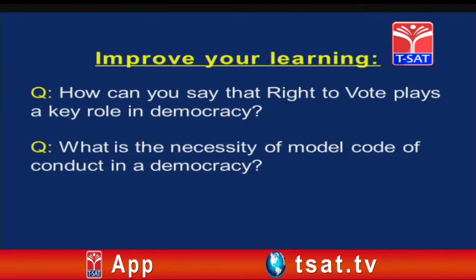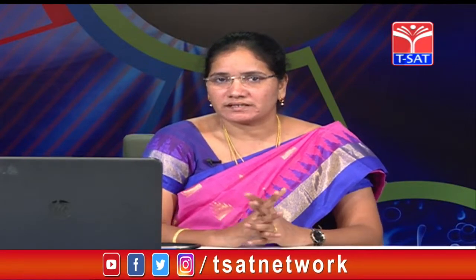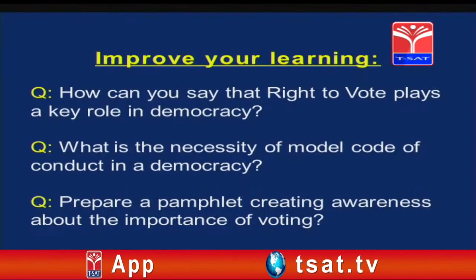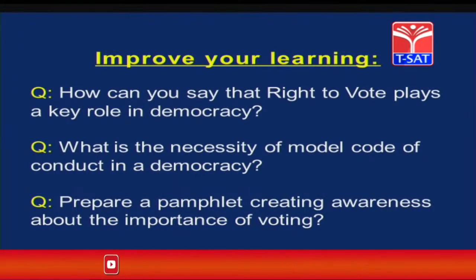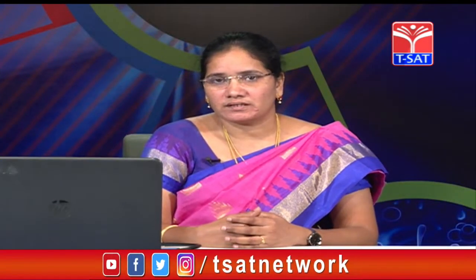What is the necessity of the model code of conduct in democracy? Children, we learnt about the model code of conduct, that means different guidelines or rules and regulations prescribed by the Election Commission. So, what is the necessity of all these rules and regulations? And prepare a pamphlet creating awareness about the importance of voting. Till now we have learnt about all these things, so you can easily imagine and make a pamphlet for the awareness of the people about the importance of voting in the elections.